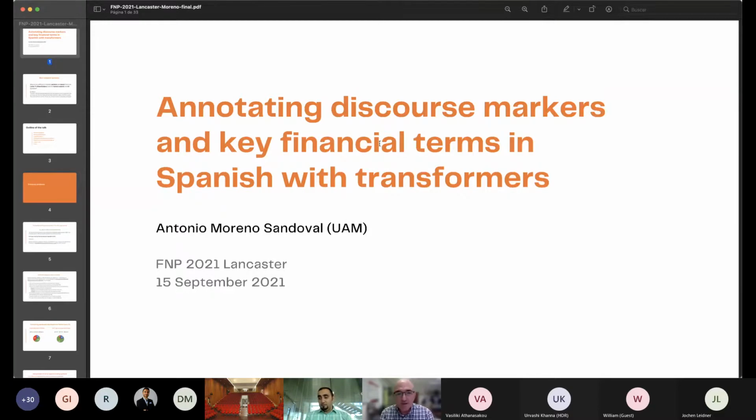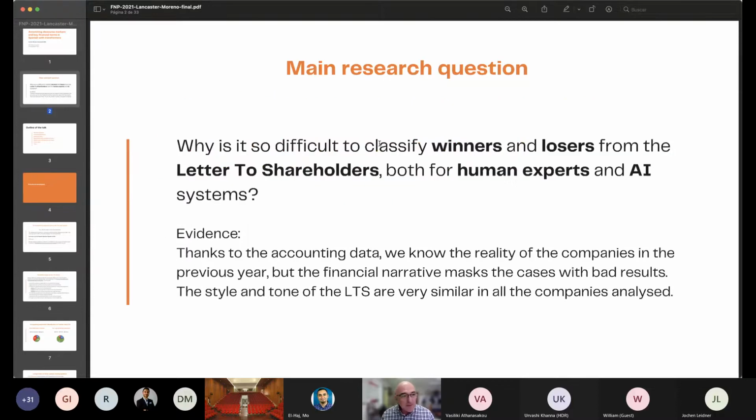The title of this talk is very computational linguistics, annotating discourse markers and financial terms with transformers. But actually, the title I would like to use is this one: what is so difficult to classify winners and losers from the letter to the shareholders, both for human experts and artificial intelligence systems? But it is so long a title, so I use the other one.